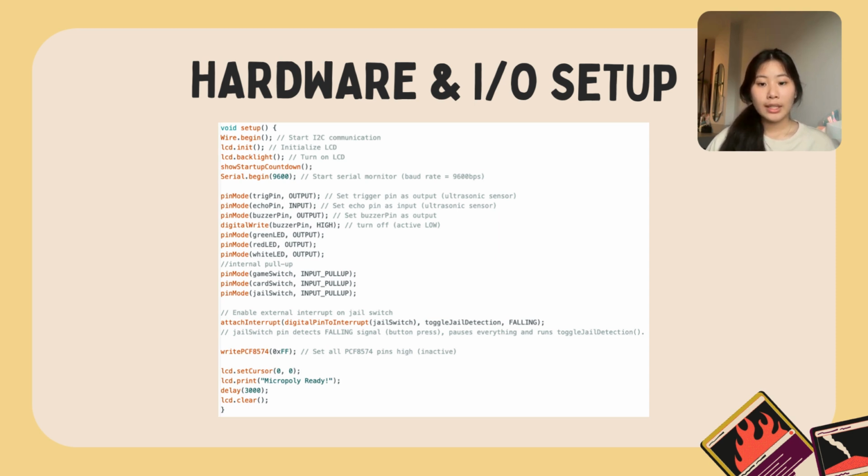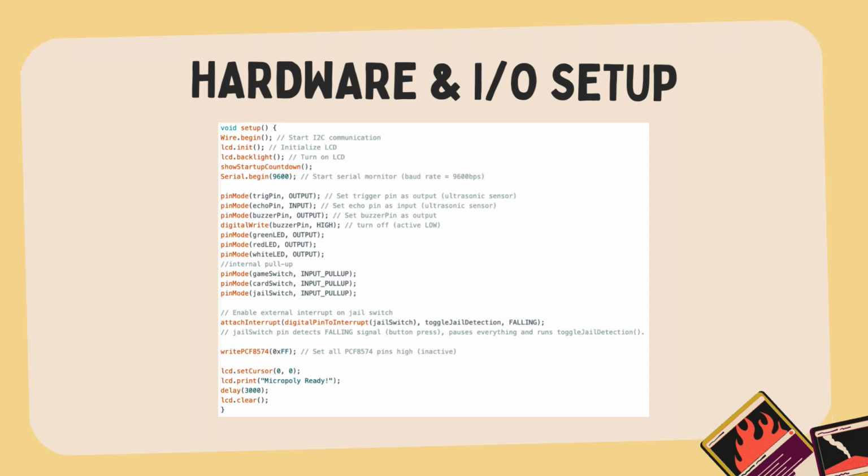An interrupt is attached to the gel button, so whenever it is pressed, it instantly triggers gel detection mode using the toggle gel detection function. Finally, we set all keypad pins to inactive, show "Micropoly ready" on the screen for 3 seconds, and clear the display to begin.